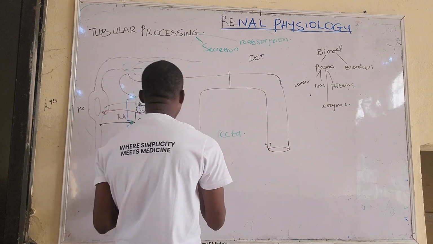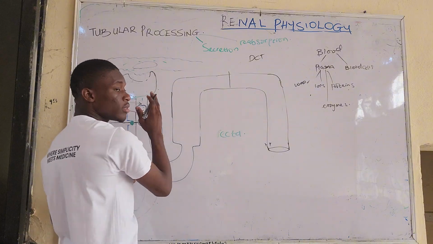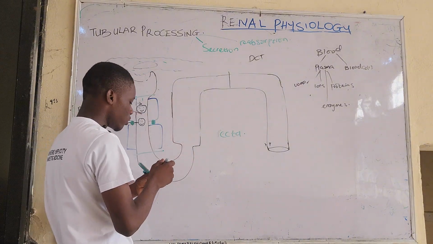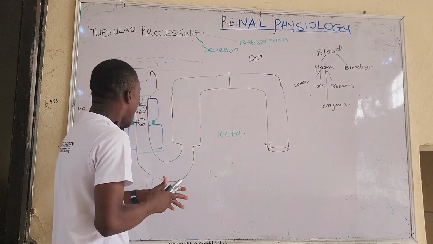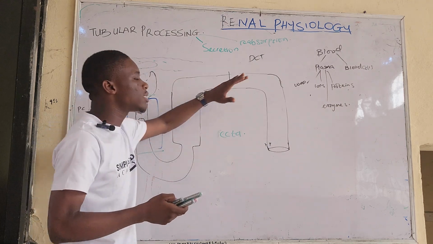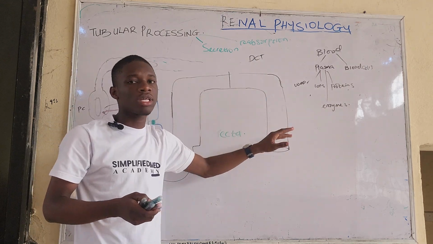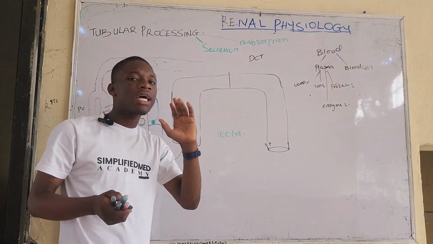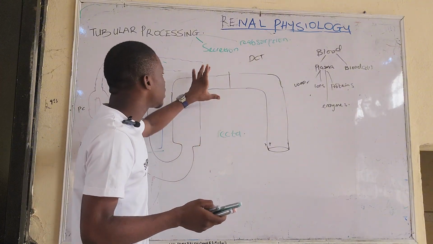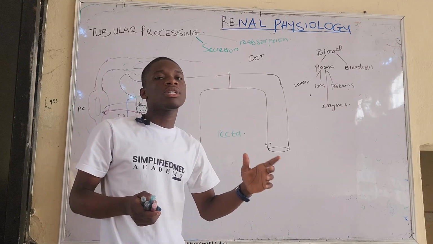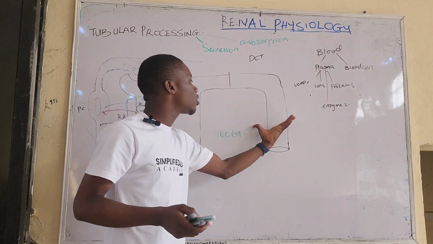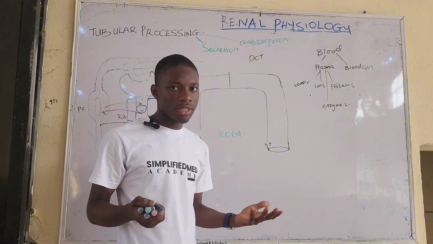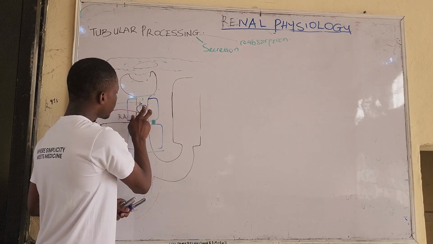So we'll now look at how ions are processed at every single segment of the nephron. What I will do is pick the PCT, list the ions, and list how they are processed. I'll pick the loop of Henle, list the ions, and explain how they are processed. I'll pick the DCT, list the ions, and explain how they are processed. I'll pick the collecting duct and explain how it processes its ions. Is that clear? We will pick this PCT now.